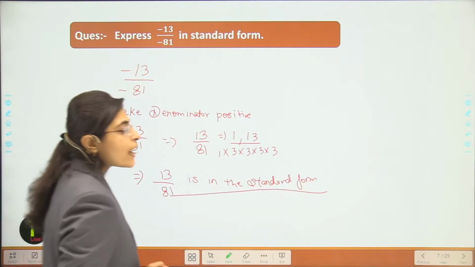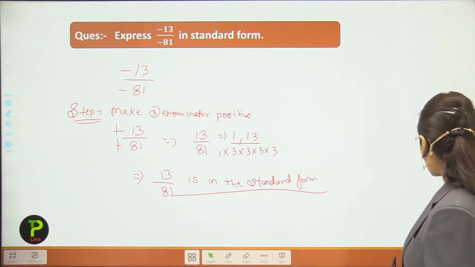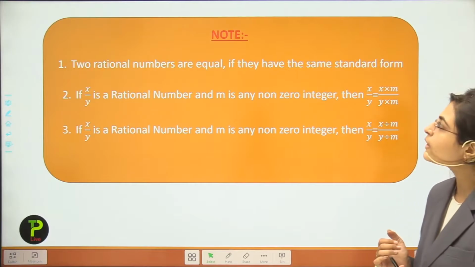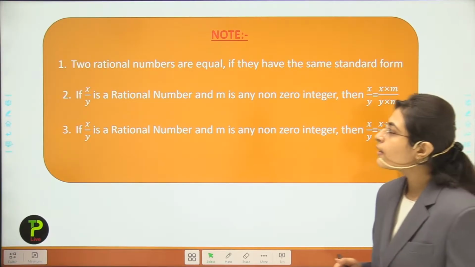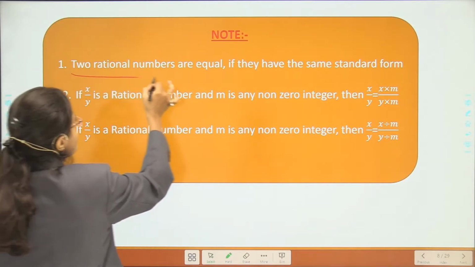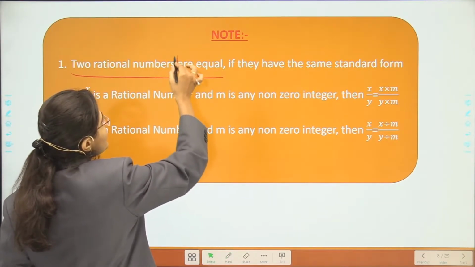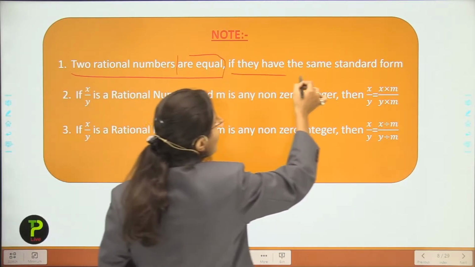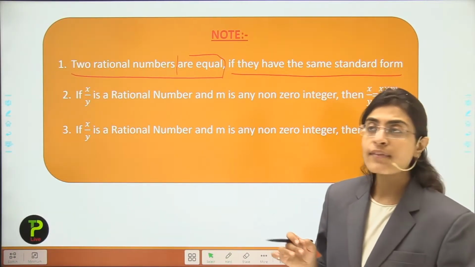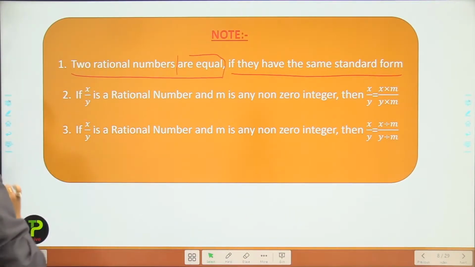Alright, so I hope this question is clear to you. Here there are some notes that we have to study. So let us start. Our first note is: two rational numbers are equal if they have the same standard form. So let us understand this point now.